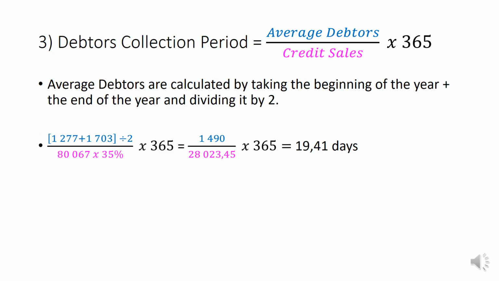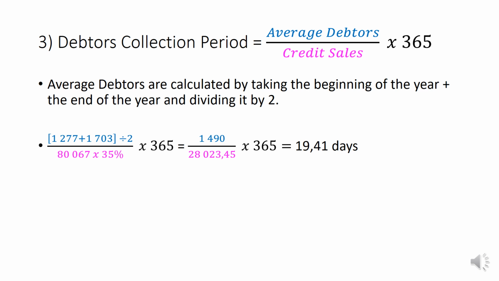Okay, now let's look at our debtors collection period calculation after looking at the financials. There was no space where it said average debtors. So what I indicated to you was the amount at the beginning of the year, the amount at the end of the year. When we add it together and divide it by 2, we get our debtors. So that's where the average debtors amount comes from. So if you look at the calculation, it says 1,277 plus 1,703. So that was the beginning of the year amount plus the end of the year divided by 2.